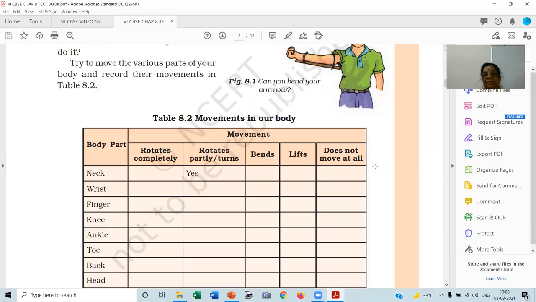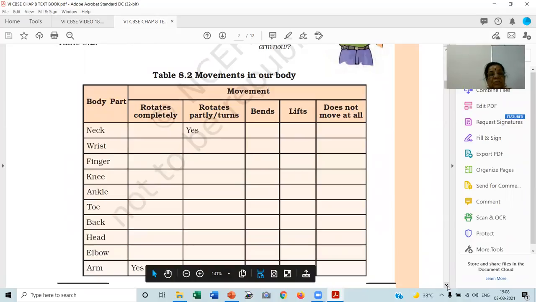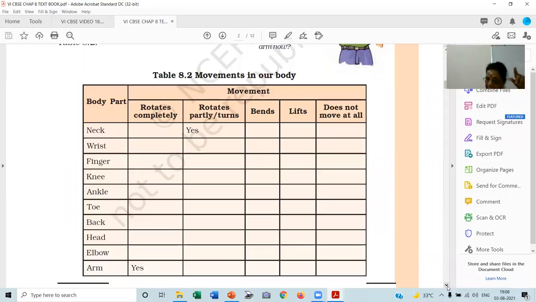And bends lips, and whatever movement it shows, tick it. Right, in the column, for each part of the body, whatever movement it shows, you have to tick it. The parts are neck, wrist, finger, knee, ankle, toe, back, head, elbow, arm, and then the movement. I hope you follow. You can fill it up. Try. If you don't know, I will tell you. Okay?